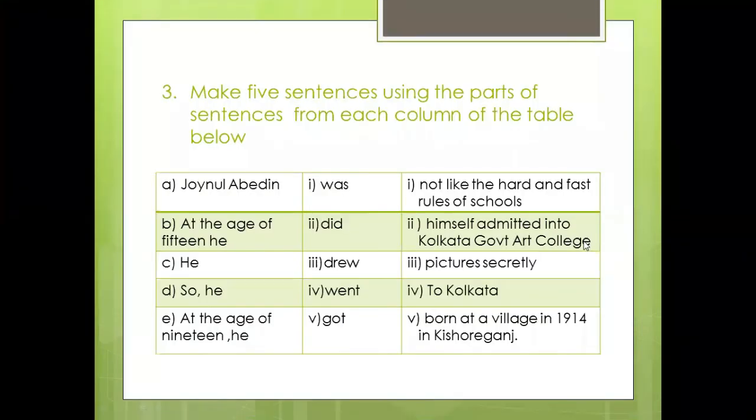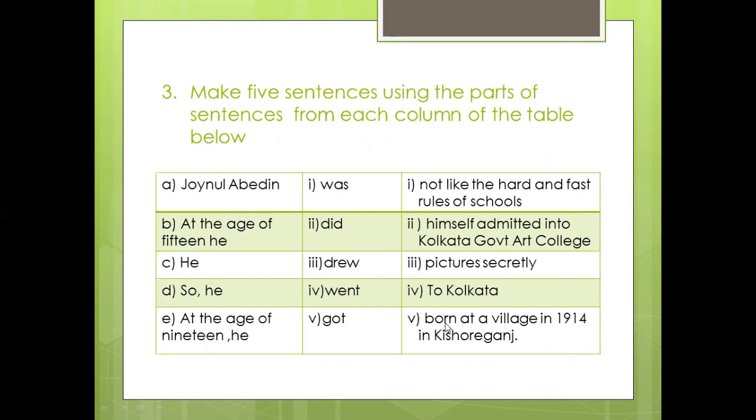Now we will see a practical example of a substitution table, which is also a question of the SSC board exams. Normally we have the substitution table in question number 3, and the question is like: make 5 sentences using the parts of sentences from each column of the table below. At first, have a short look at the table. It is about Joinul Abidin and his life.